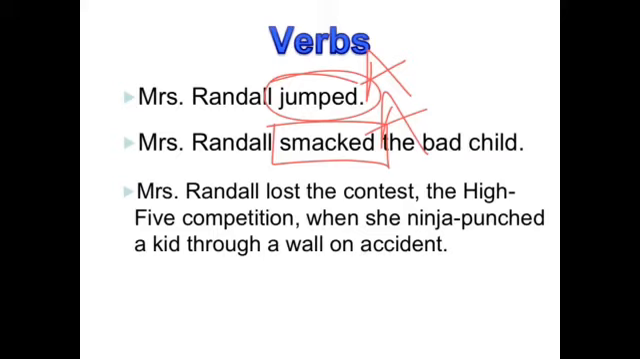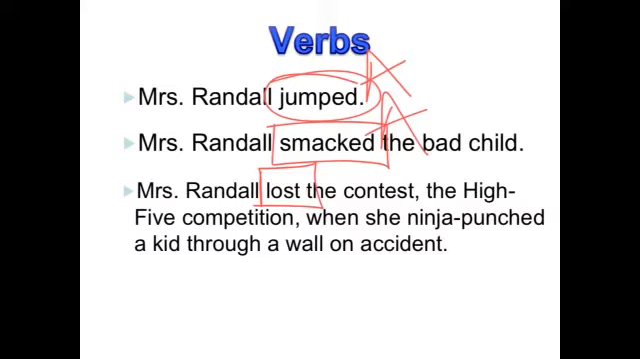Mrs. Randall lost the contest, the high five competition, when she ninja punched a kid through a wall on accident. Things I would like to see. Our two verbs in this one. What is our first verb? Lost is correct. At least I'm assuming you got it correct. Like if you pointed to contest or high five competition, then you're wrong. You should smack your desk and make yourself jump.